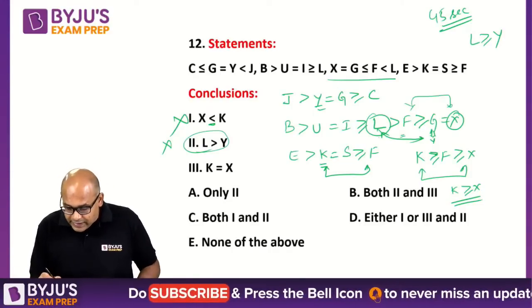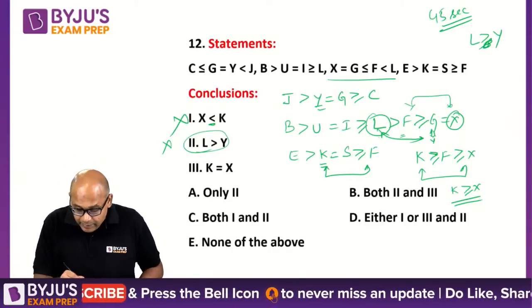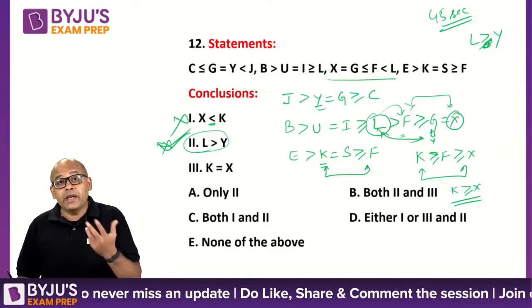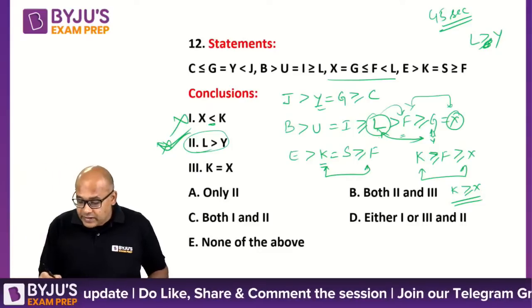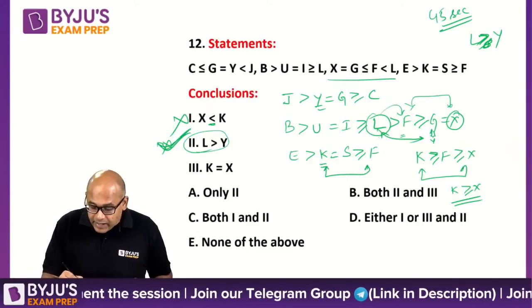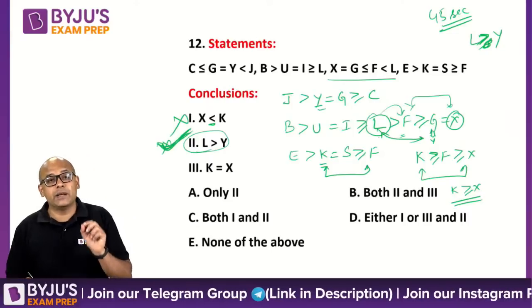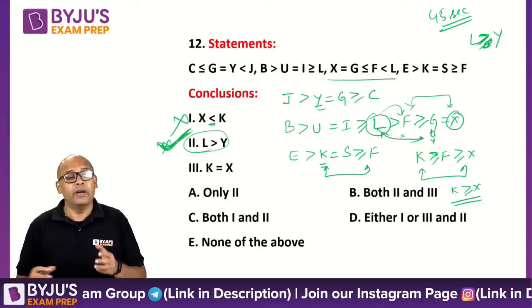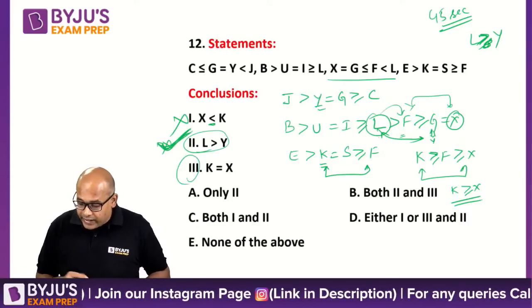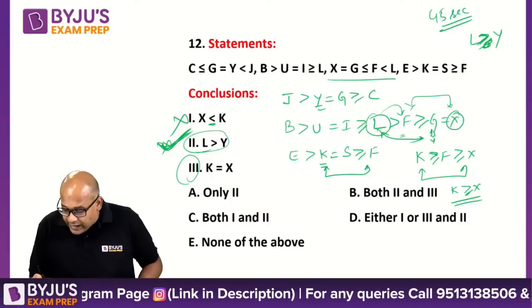In fact, because you can see L, oh sorry, not greater than or equal to. This can be concluded. L is greater than F and F is maybe greater than or equal to Y. So basically the connection is L has to be greater than Y. So this can be concluded. So statement 2 is correct, not maybe, it is correct. What about the third one? K equal to X. So we already have K is greater than or equal to X.